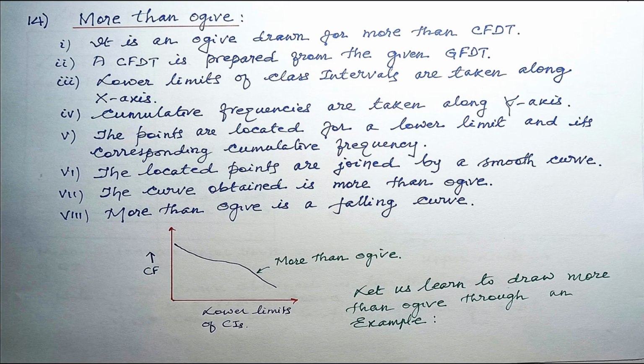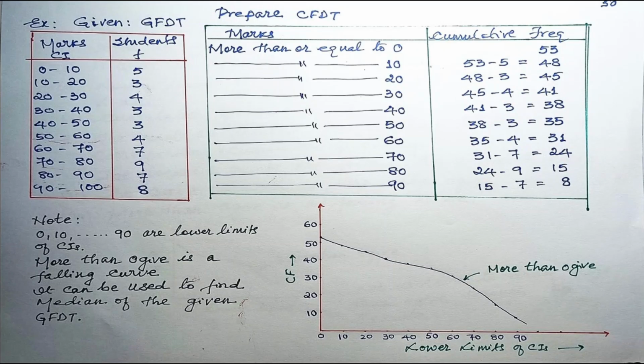The points are located for a lower limit and its corresponding cumulative frequency, and once all the points are well located, we join those points to get a smooth curve, and the curve obtained is the more than Ogive. If you see the more than Ogive, it is a falling curve, and the lower limits are taken along the x-axis and the cumulative frequency along the y-axis. Let us learn how to draw the more than Ogive.